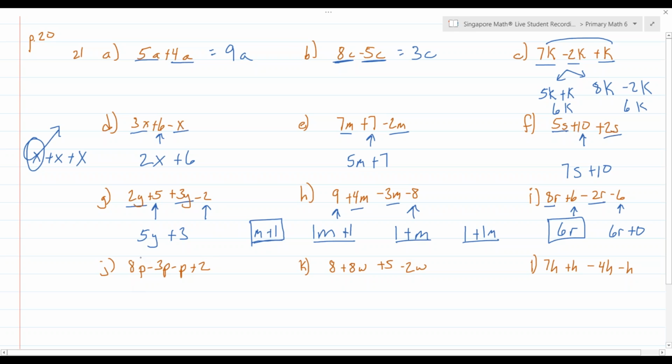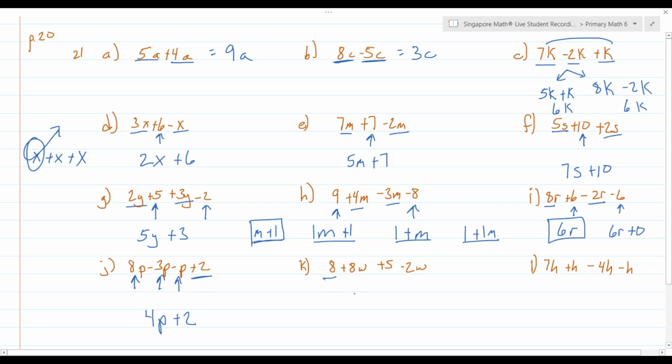On the third line, it's just a little bit of a hodgepodge. We have 8p minus 3p minus another p. How many p's do we have left? We started with 8 of them, and we took away 3 and we took away another one. That leaves us with 4 of them. And that plus 2, it just comes on down. It doesn't combine with anything.